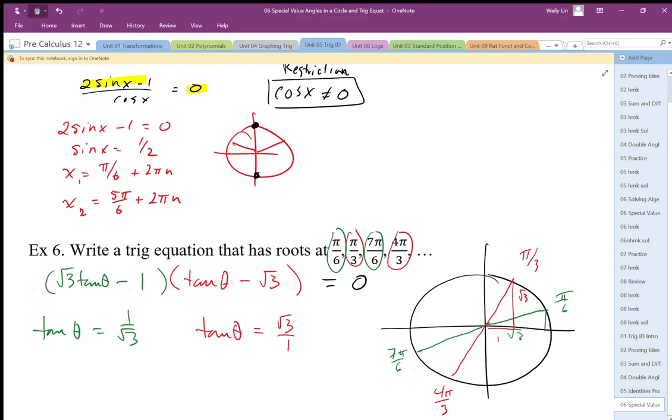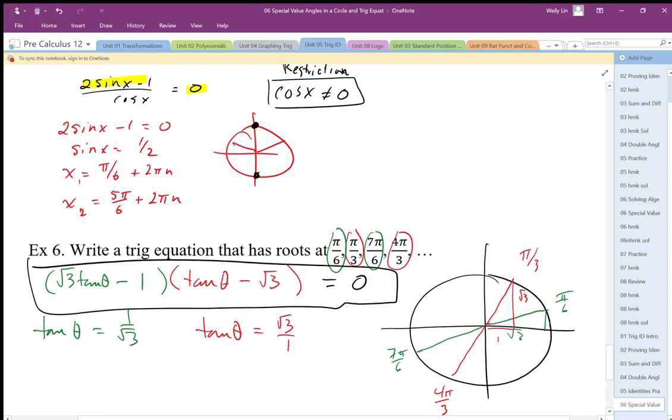This equation then will give me roots at all those points. I figured that out by, first of all, grouping them with the symmetry, relating it to tan because of the symmetry, and then separating out the two separate types of equations by putting them into two different factors.